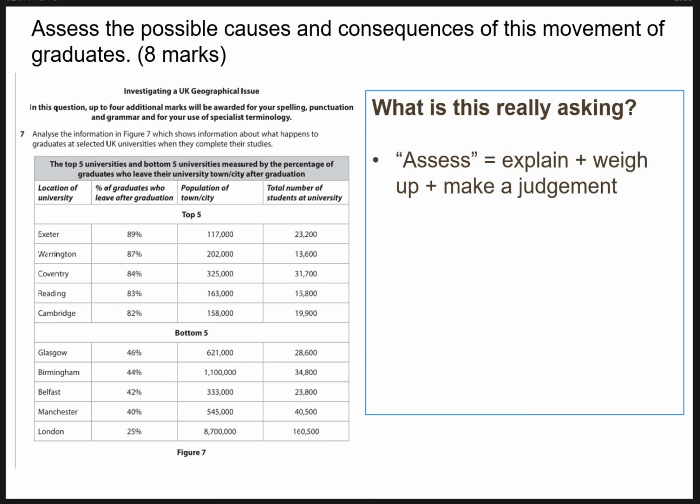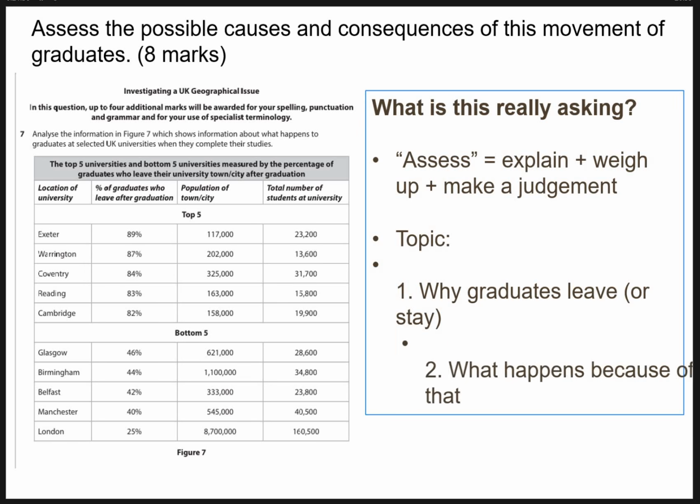So causes and consequences, and already you can see we're splitting the question up into two. The topic is this: why graduates leave or stay. That's how you look at it, and what happens because of that. So what are the impacts or the consequences? We're looking at causes, why are they leaving or why they're staying, and what are the consequences? Sometimes it's useful to decode the question to find exactly what it's asking you.